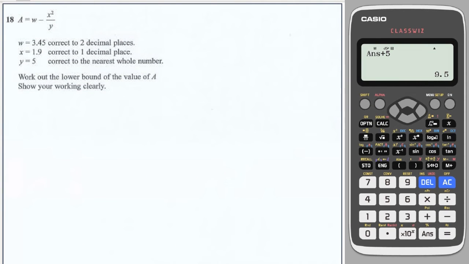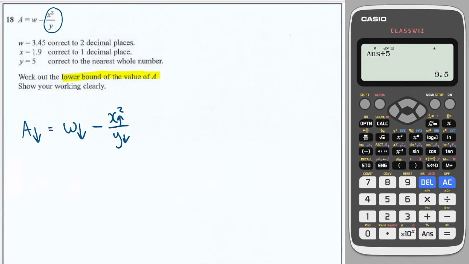Bounds. Okay. I want to work out the lower bound of a. So I want a lower, which means I'm going to need w lower. But because I'm taking away, I'm going to want this fraction to be as big as possible. So I need x to be big, but because I'm dividing, I need that to be as small as possible. Because if I divide by a smaller thing, it's going to give me a bigger answer, which when I take it away, is going to give me the smaller answer, which is what I'm looking for.